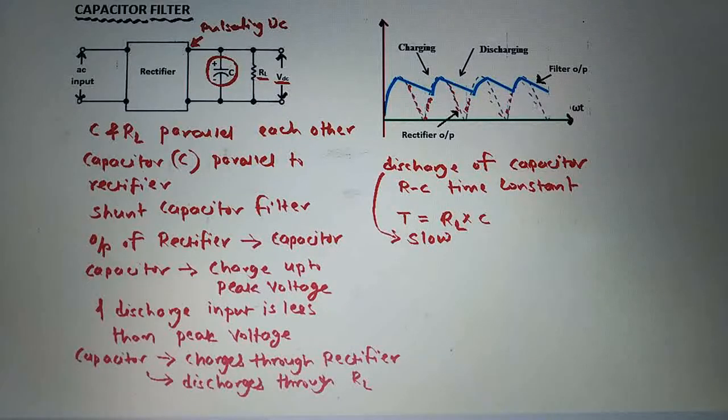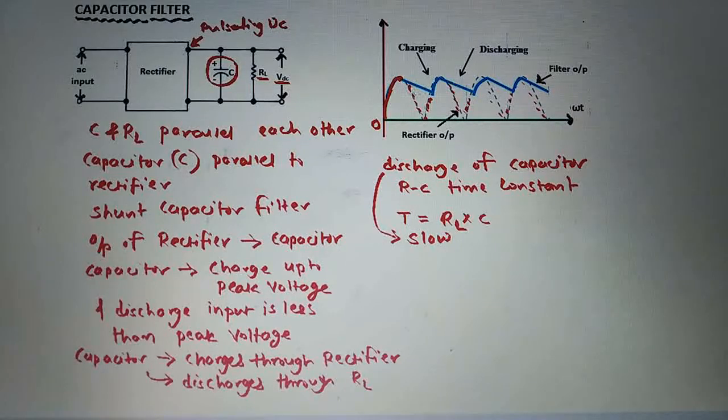Here it has been shown: the output of a rectifier increases from 0 to the peak voltage. See here, 0 to a peak voltage. Then the capacitor charges to the peak voltage. See here, this is the charging of the capacitor.